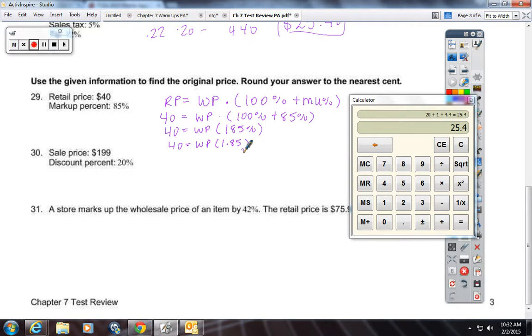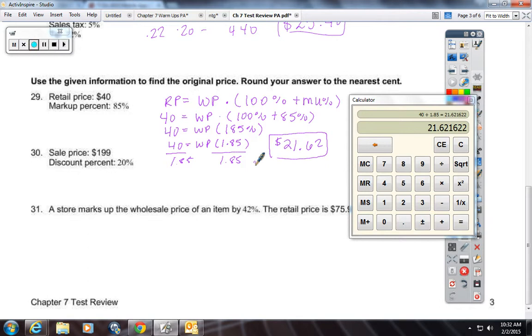So now I'm going to get 40 divided by 1.85, and I get 21 point, we'll just say 62. So basically, if you bought this shirt from Dillard's for $40, Dillard's paid $21.62 to whoever it was they got it from. So let's say it was a polo shirt. You paid $40 for the polo shirt. Dillard's paid $21.62, and it sold it to you for $40.